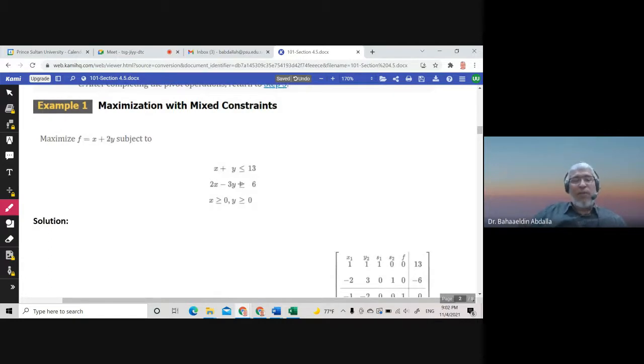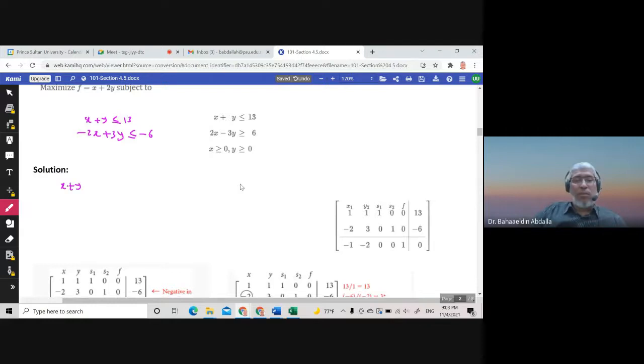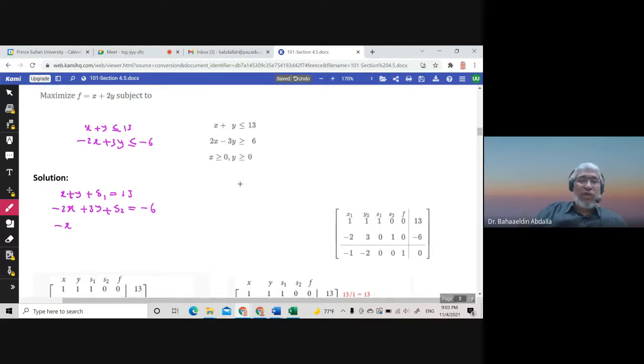So for example here, how to maximize this problem. The first constraint is less than or equal, that's okay. But the second one is greater than or equal. So we write the first constraint as it is, but the second one we multiply by negative 1. And now we can introduce the slack variables. And we rewrite the objective function. We take the two terms to the left hand side.